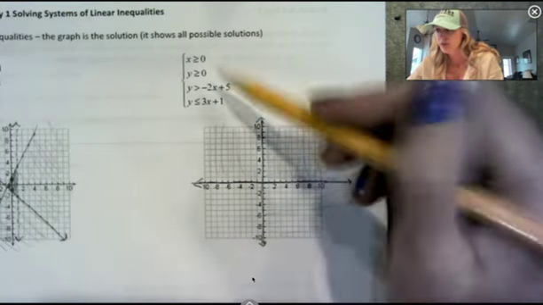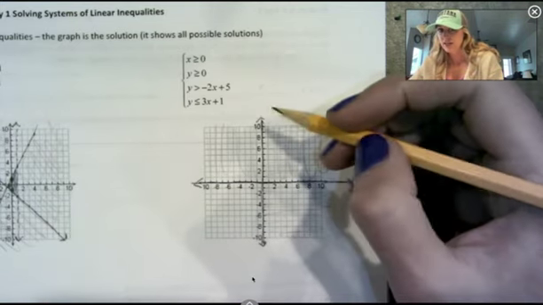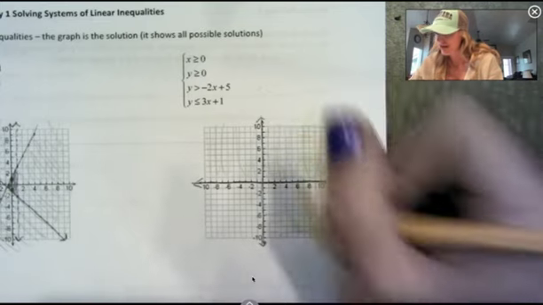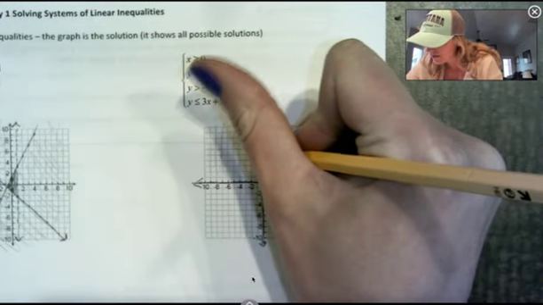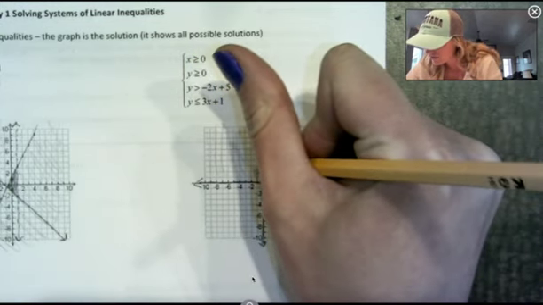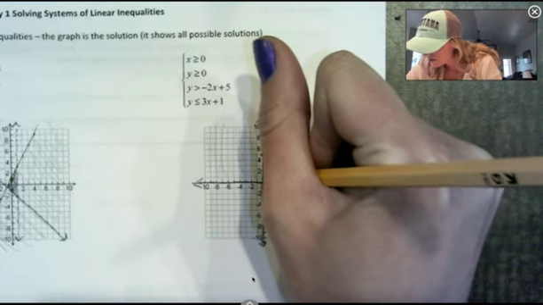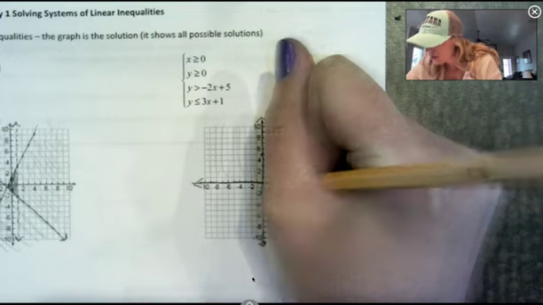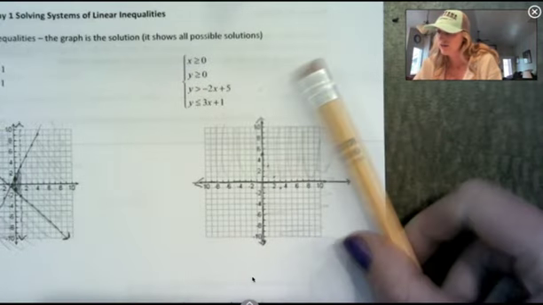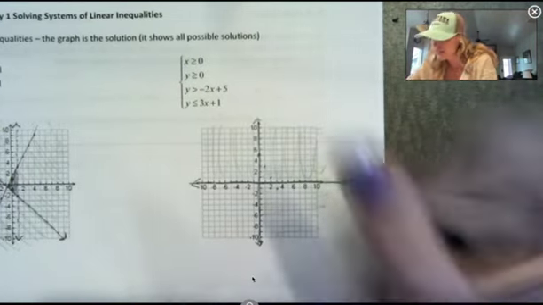Okay, y is less than -2x plus 5, so y-intercept of 5, and then slope of -2. Let's see, -2. Okay, and it is less than, so I'm going to do a dashed line.